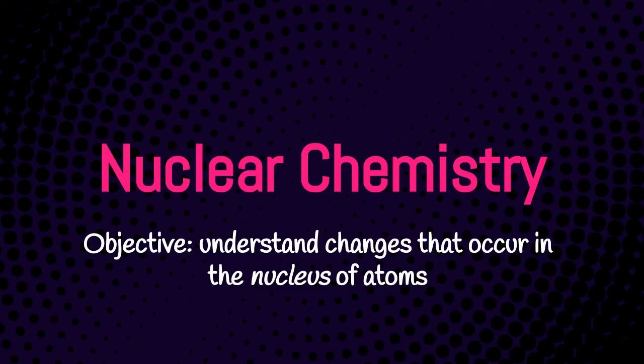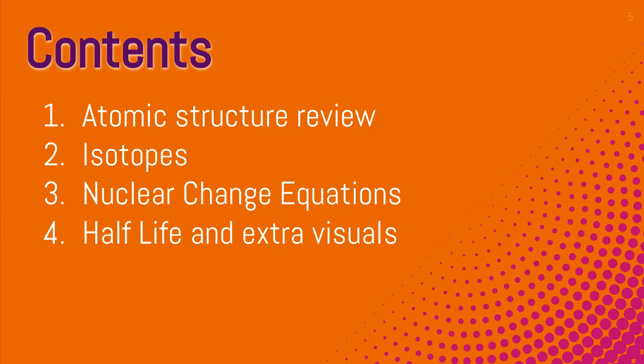Welcome to this video on nuclear chemistry notes. So we are trying to understand the changes that occur in the nucleus of atoms specifically. In class today we were talking about parts 1 and 2, where we were reviewing atomic structure, seeing how it connected to the periodic table, and starting to talk about isotopes.